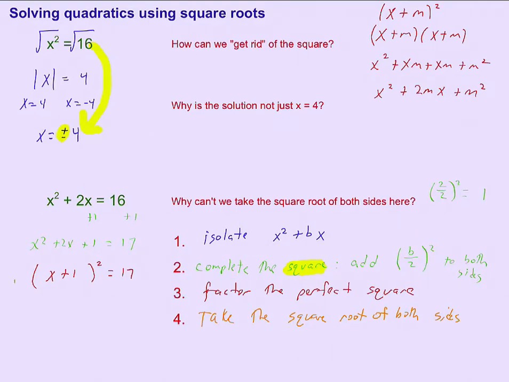So when we take the square root of both sides, that leaves us with x plus 1, because it's the square root of a perfect square, equals the square root of 17, which, first off, I cannot simplify in this case. Second, I've got to remember the plus or minus. So make sure you make a note to remember the plus or minus.